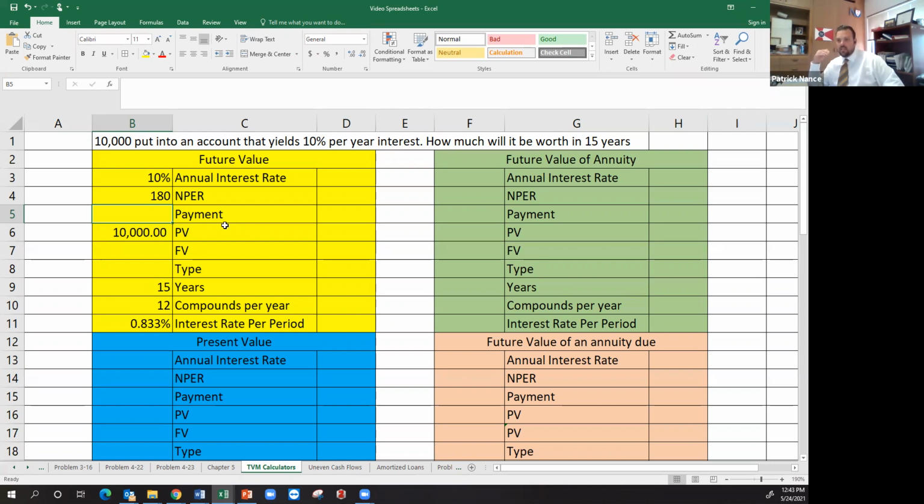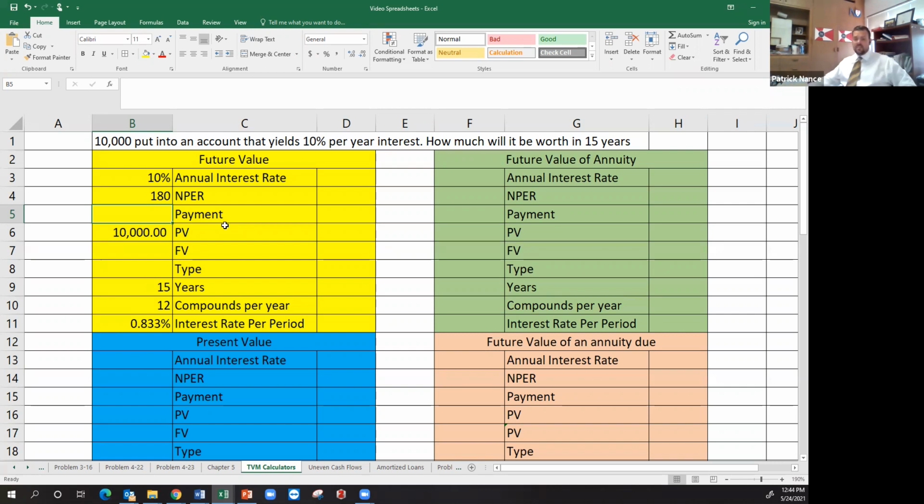Let's say I changed this problem, and I'll do one of these in a later video, where I said, okay, I'm putting $10,000 in now, but I'm also going to put in $500 a year for the next 15 years. That would be a payment. So a payment represents some form of annuity, either cash inflow or outflow of a regular amount at regular intervals.